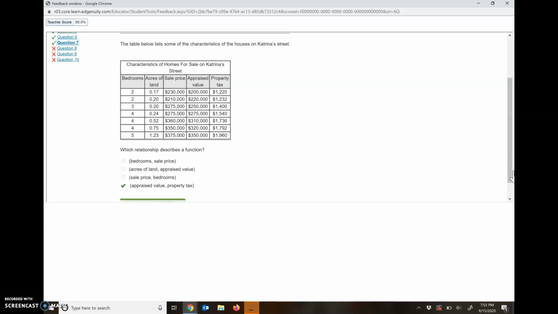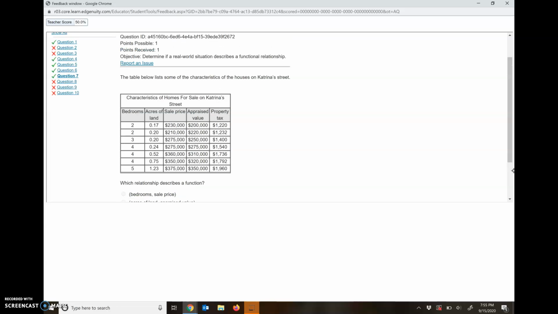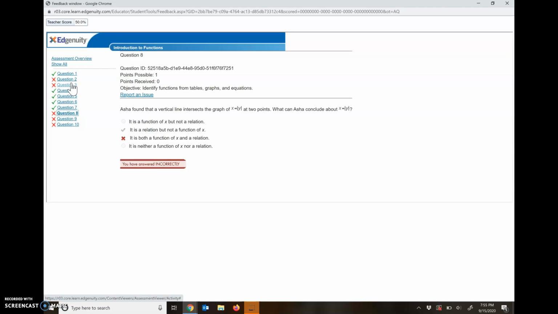So we're looking at which one describes a function. We're talking about the appraised value. None of those are the same, so it's a function. And the property tax, none of those are the same. Bedrooms, repeats, not a function. Acres of land, repeats, not a function. Sale price, repeats, 275,000, not a function. There's no repeating in this column, and there's no repeating in the property tax column. So you're looking for things that don't repeat.